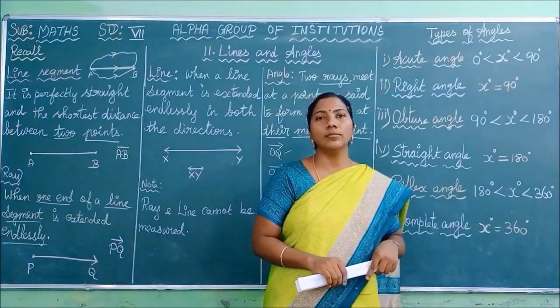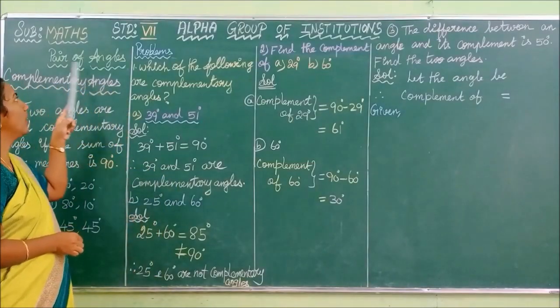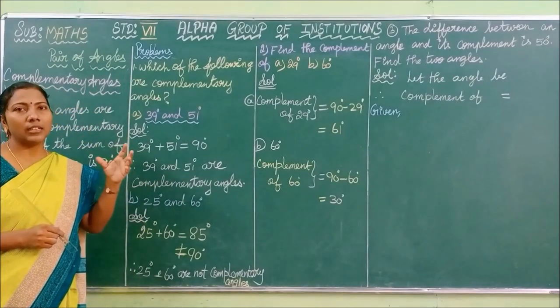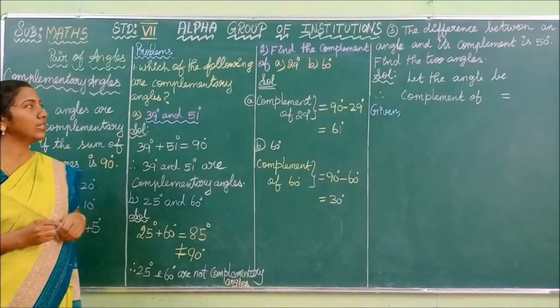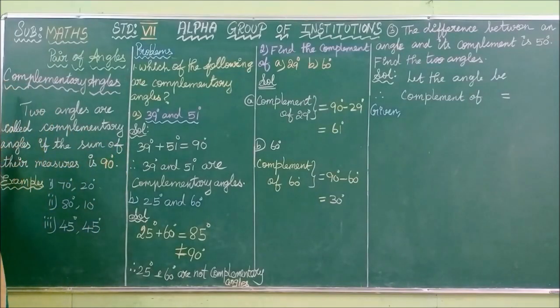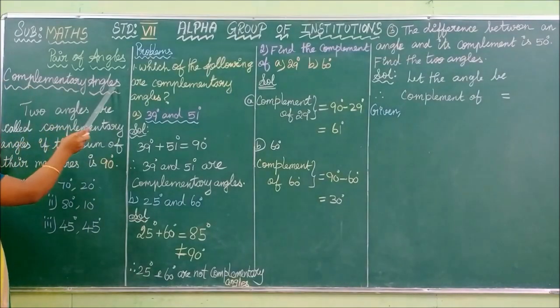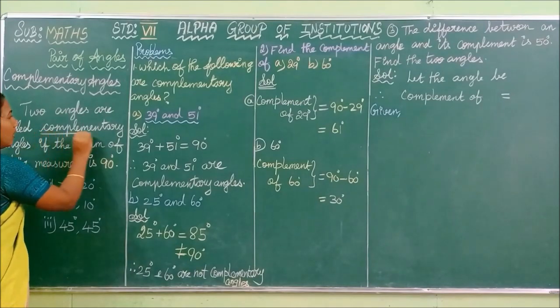Is it clear, children? Next, children, we are going to discuss the concept of pair of angles. What is the nature of a pair of angles? Pair means we have to take two angles. See here. First we are going to discuss complementary angles. What is meant by complementary angles? Two angles are called complementary.